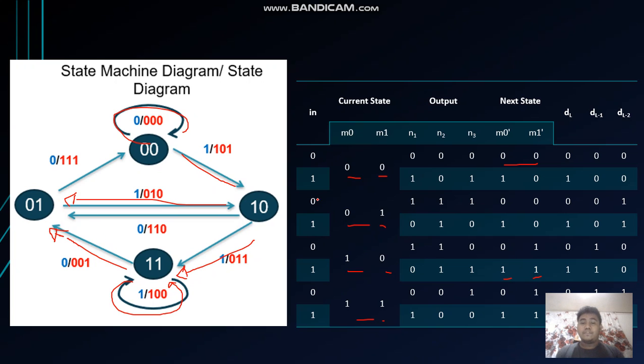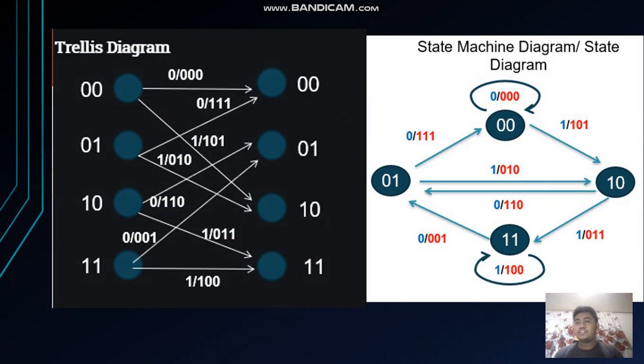So here is 0 1. If our input in the current state 0 1 is 0, the next state will go to 0 0. And if our input here is 1, the next state will be 1 0. So it's the same here, just different arrows. So next is our trellis diagram.